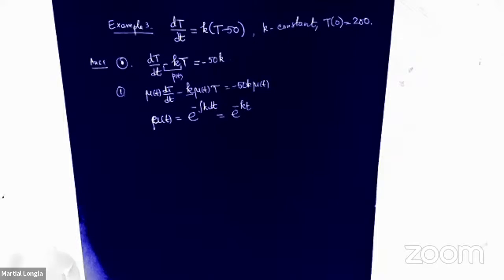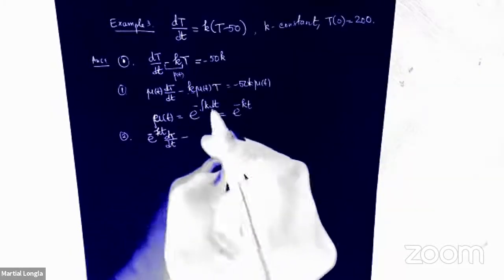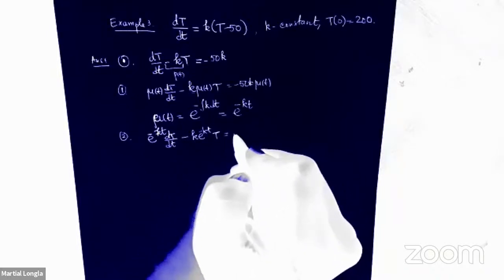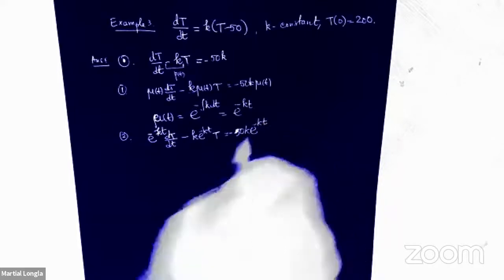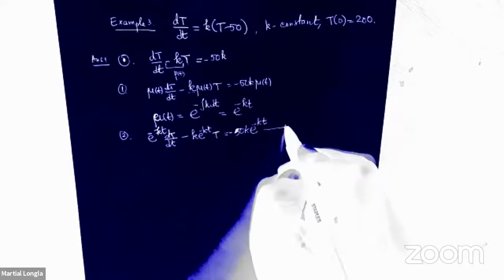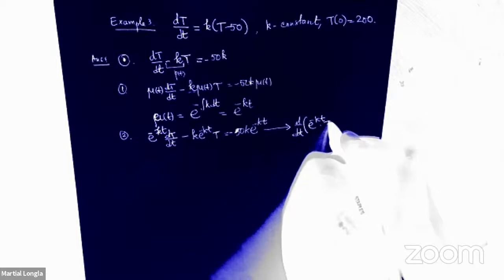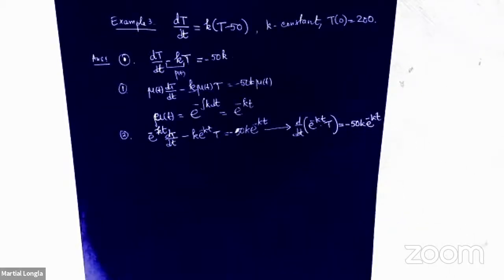Are we good? Yeah, we're good. All right, thanks. Now after that, what did you do? I rewrote the differential equation as d over dt of e to the negative kt times T, equals minus 50k e to the negative kt. That's what it is. Multiply the whole equation by mu of t, which gives you d over dt on the left, e to negative kt times T, as you were saying, equals the right hand side, negative 50k e to negative kt. And what is the next step?